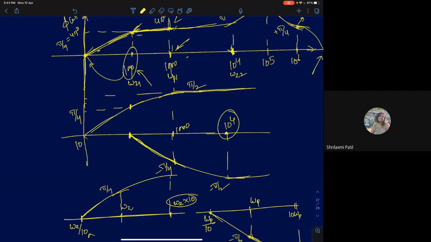Now add both the phases. See, it's the addition of two phases, right? Phases will get added up. This is phase due to the pole and this is phase due to the 0. Add the two phases. What will you get? The graph will look something like this.